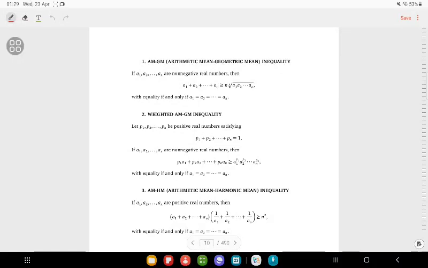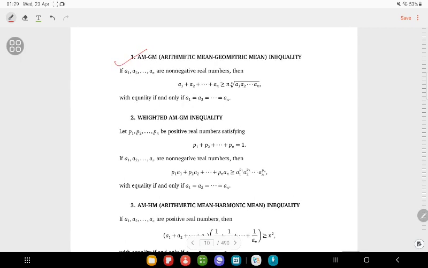Hello students, let's start the mathematical inequalities, which will be useful for the preparation of olympiads up to the national and international level. The first inequality is AM-GM, the arithmetic mean geometric mean inequality. This is the inequality which you have to keep in your mind while solving the problems.